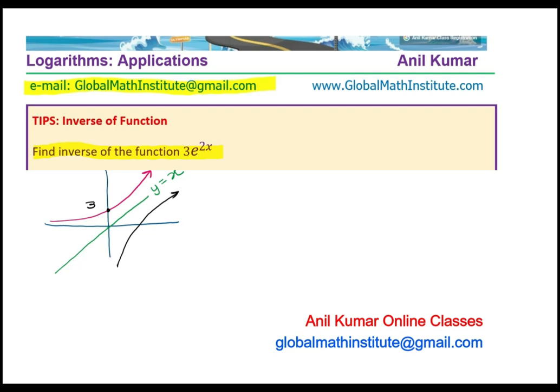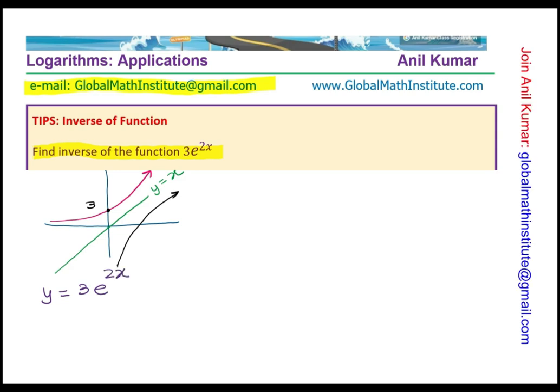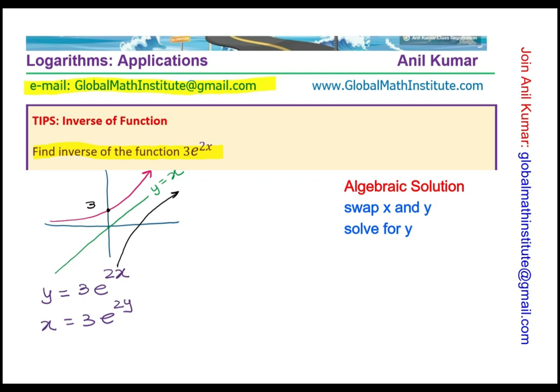Right, so now let's follow the standard method of finding inverse. We are given the function f of x, or we can write y is equal to 3e to the power of 2x. First step to find the inverse is to swap x and y. So we are going to write this as x equals 3 times e to the power of 2y. And then we can isolate y.